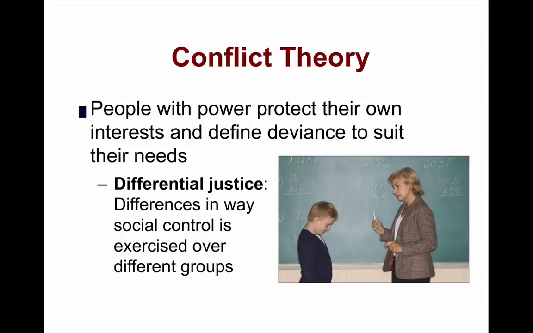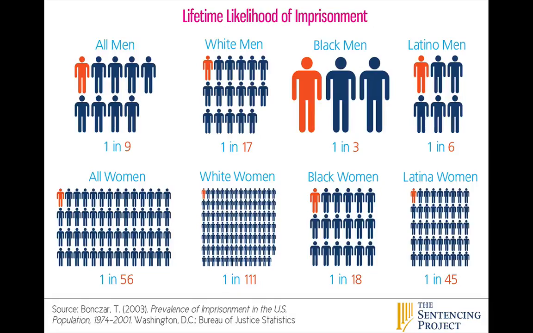So when we think about why crack convictions are 7 times higher than for the exact same drug, well, maybe it's the fact that cocaine tends to be used by people who are in positions of power to protect their own interests and define deviance to suit their needs. Then we have a sort of definition of this same crime that is different, and it affects different groups in different ways. There's a video I want you to watch.